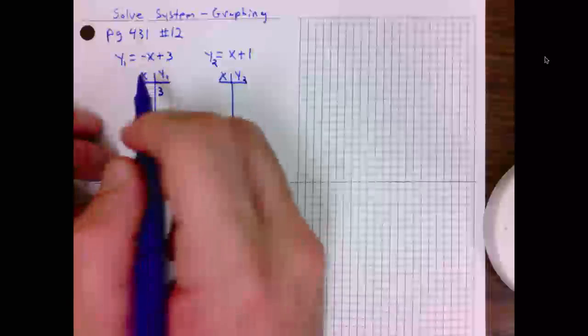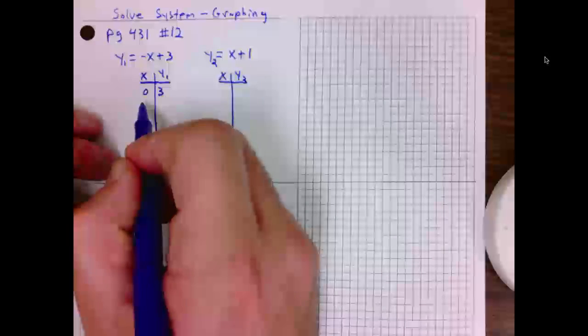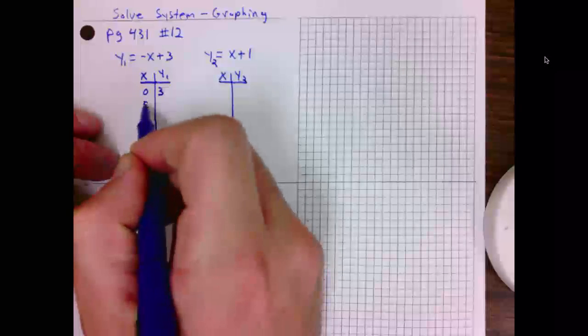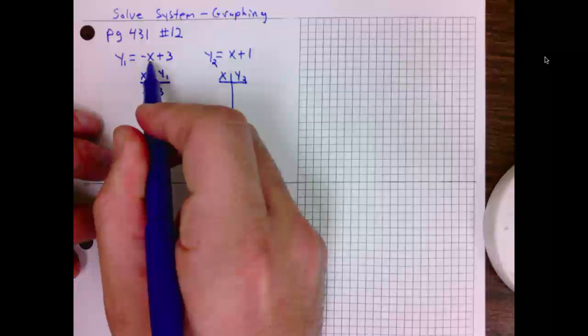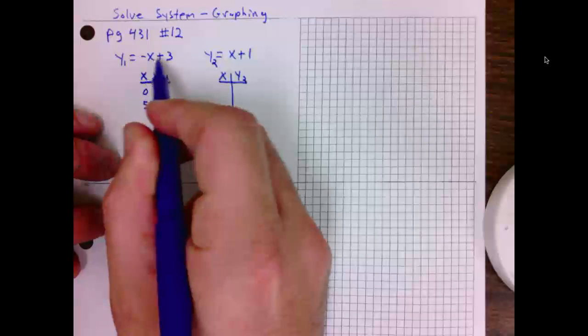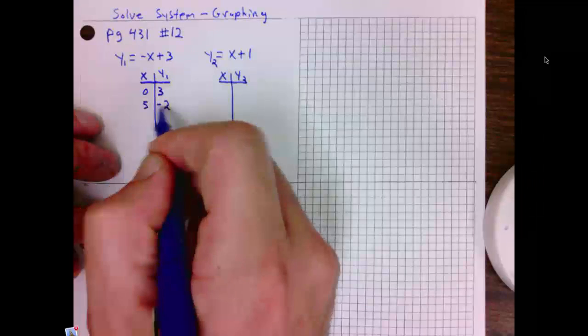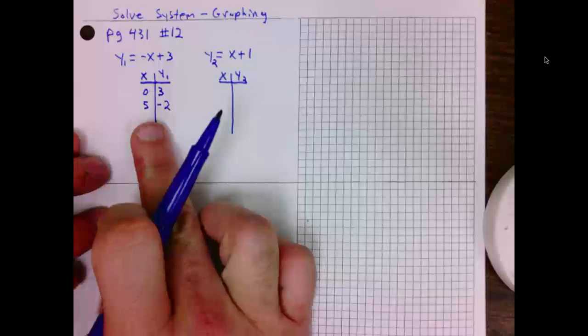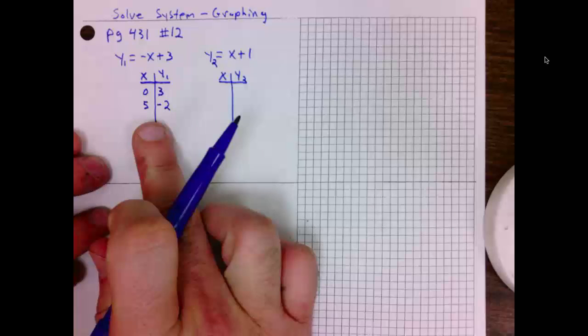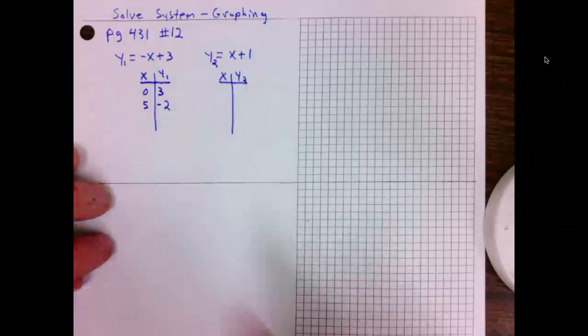I will substitute any x, say 5. Substituting 5 in place of x, negative 5 plus 3 is a negative 2. When x is 5, y is negative 2. I will plot these 2 points coming over to my coordinate plane.